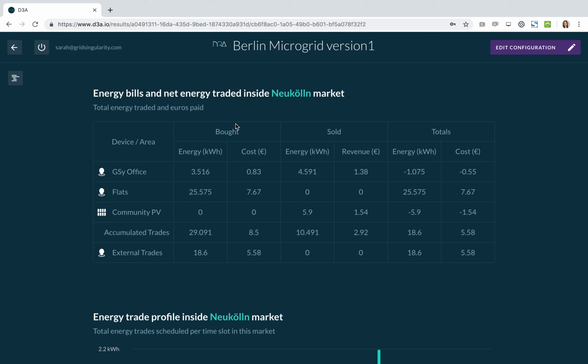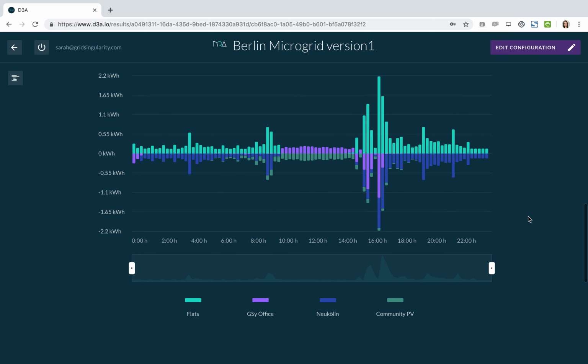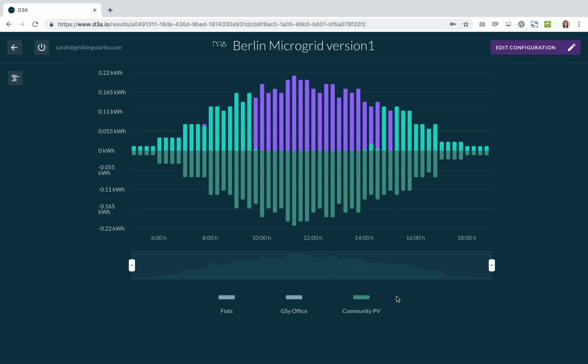So going into the energy bills, fairly similar to before, but we can see the different market participants here. There are more market participants in this market. And then looking at the energy trade profile graph, we can actually filter some things. So if I click on community PV, for example, it zooms in so that I can see this green here is the production of the community PV, and I can see exactly who it sold to. So earlier in the morning, it sold most of its power to the flats. In the middle of the day, most of the energy went to the GSY office, and then at the end of the day, most of the energy went to the flats.